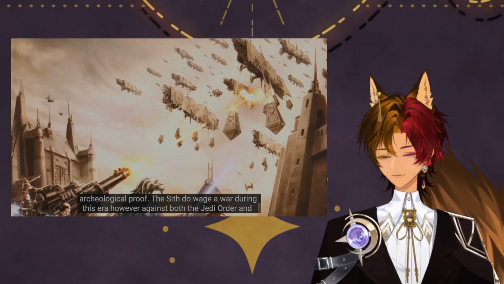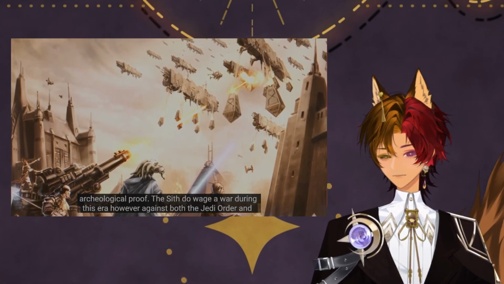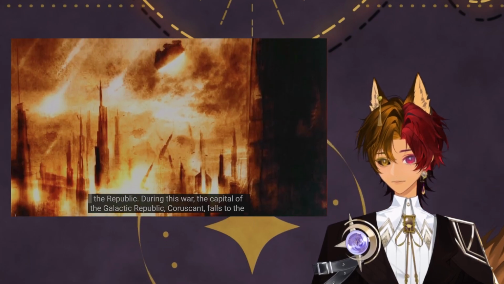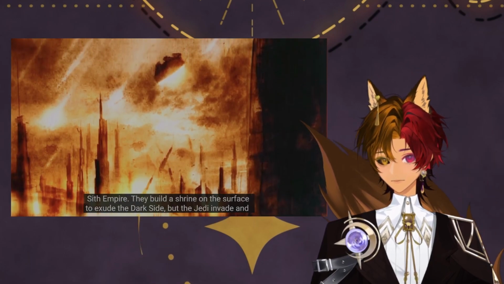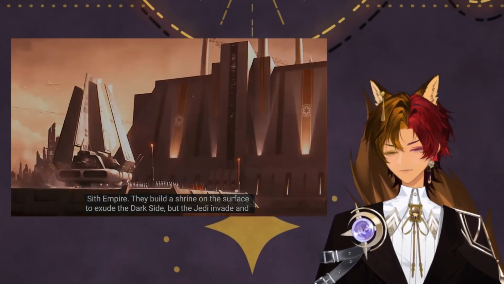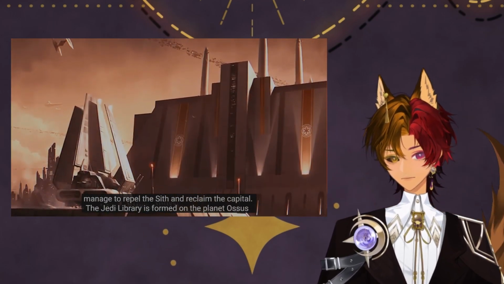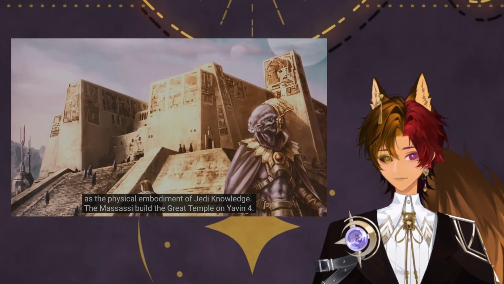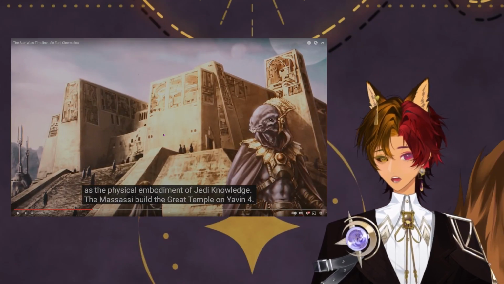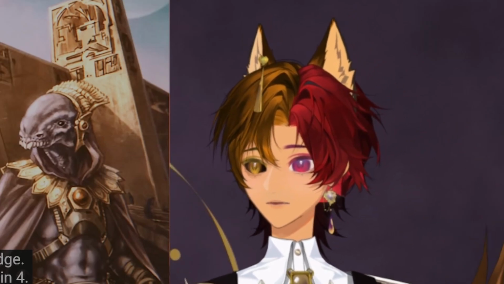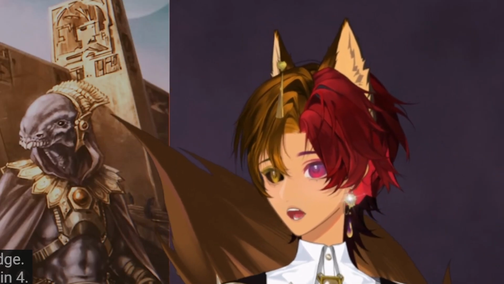The Sith do wage a war during this era, however, against both the Jedi Order and the Republic. During this war, the capital of the Galactic Republic, Coruscant, falls to the Sith Empire. They build a shrine on the surface to exude the dark side. But the Jedi invade and manage to repel the Sith and reclaim the capital. The Jedi Library is formed on the planet Ossus as the physical embodiment of Jedi knowledge. I'm assuming that when Coruscant fell, that was the clip we watched from the cinematic trailer earlier.